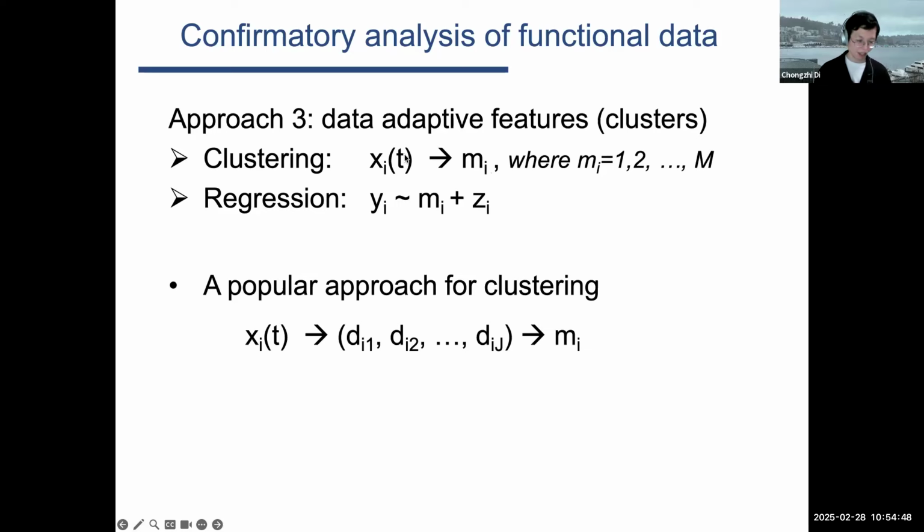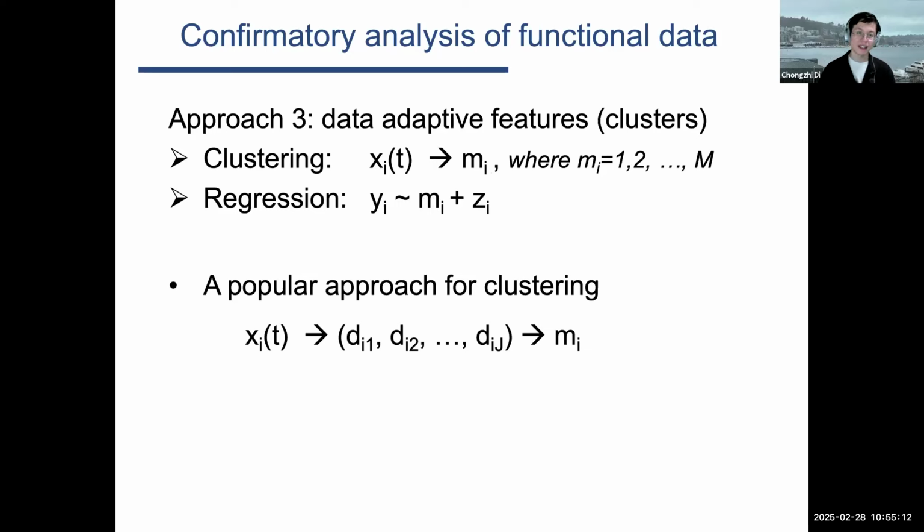So the first step of the feature extraction is we run a clustering algorithm. From the trajectory you get a cluster membership, so everybody belongs to one of these clusters. And then in the next step, you use these clusters in a regression model. You can use them as an outcome or as a predictor and run further regression analysis.